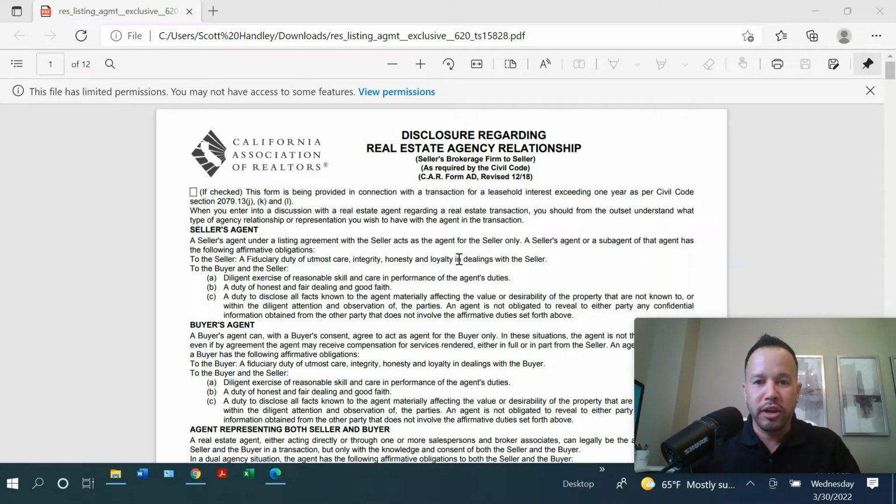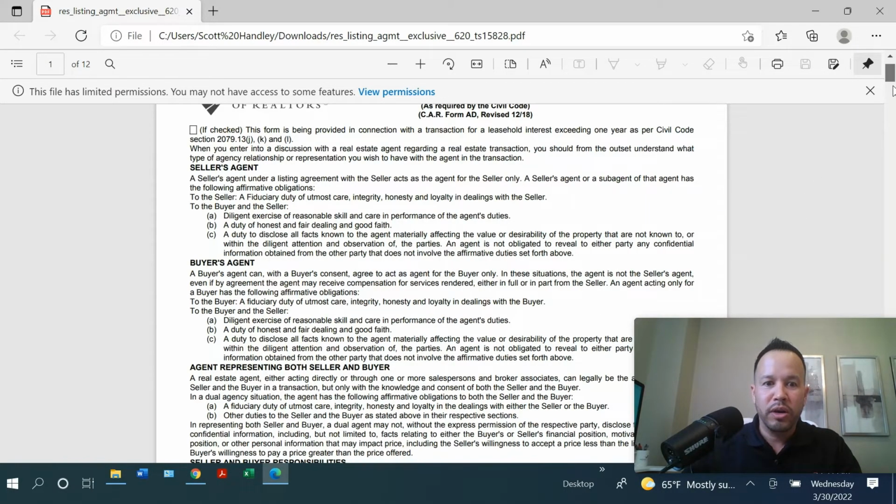talk real estate business. So as we get to it, you'll see that this box here will really never be checked. This is only for leases or things like that over 1 year. So you will never really check that box here. The rest is just the seller's agent duties, buyer agent duties, and agent representing both seller and buyer, known as dual agency.